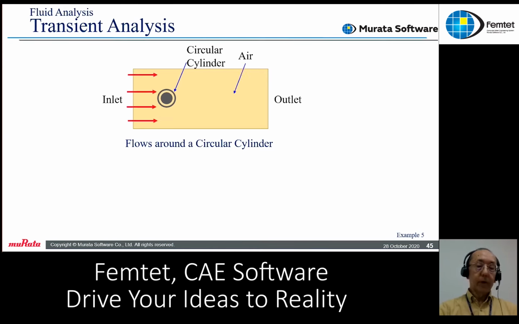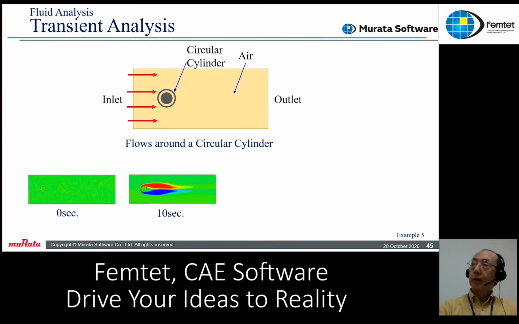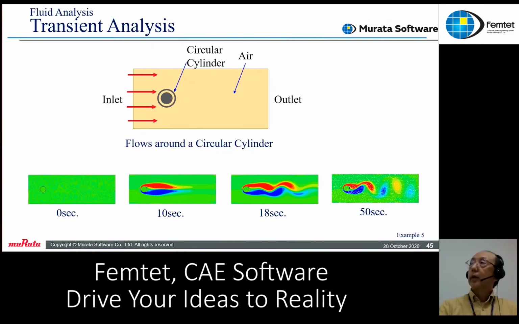The air flows around the cylinder. The results of the simulation, starting from 0 seconds to 10 seconds later, 18 seconds later, and 50 seconds later. The Karman vortex is shed from the alternating sides of the cylinder. The transient analysis can deal with the changes of the flow over time.